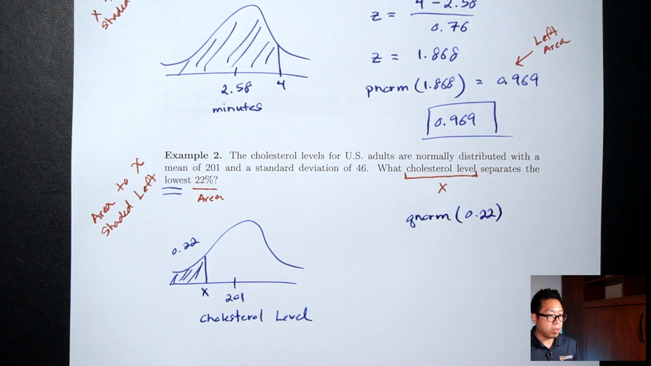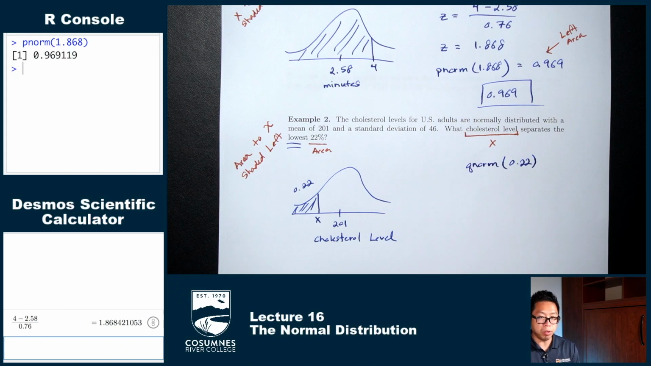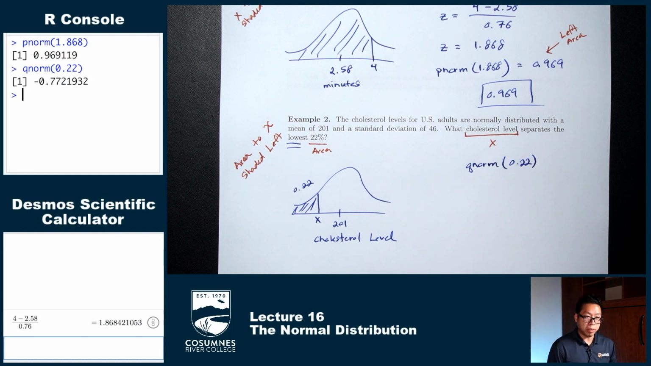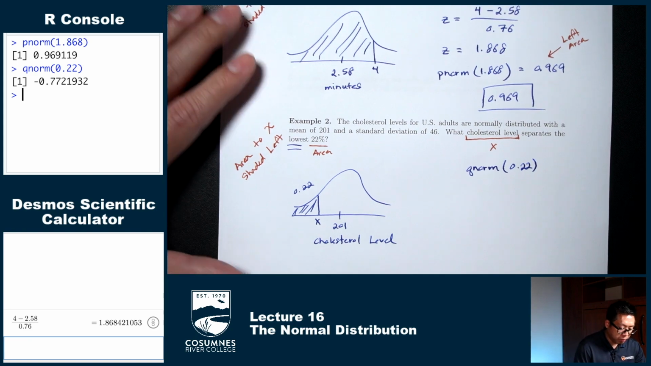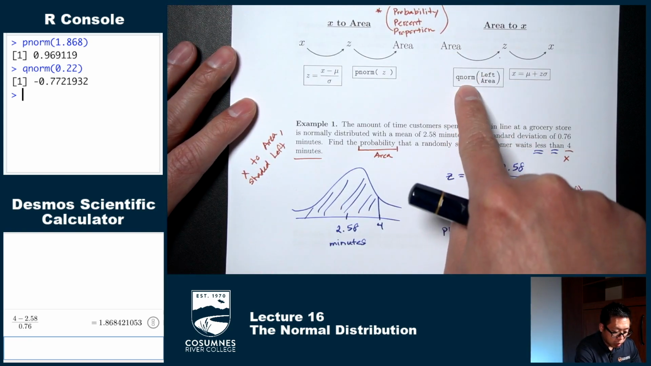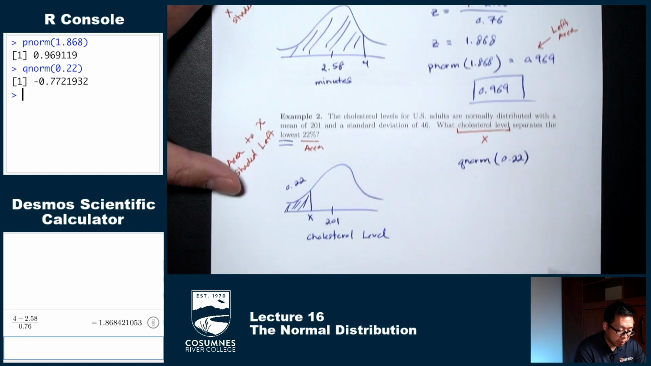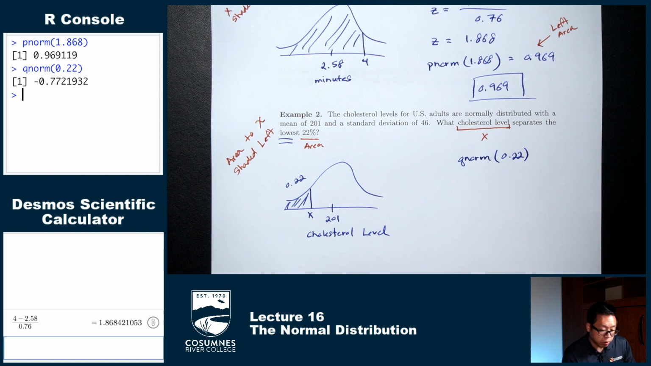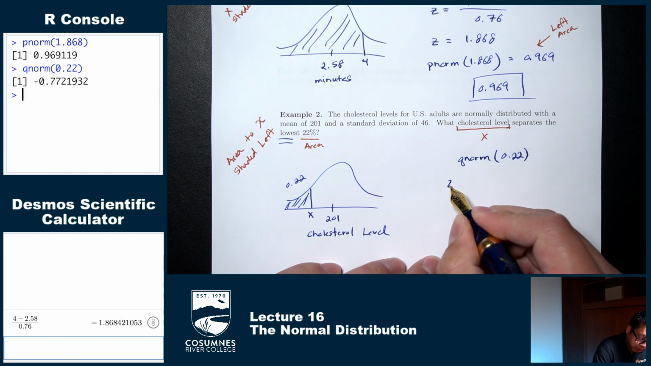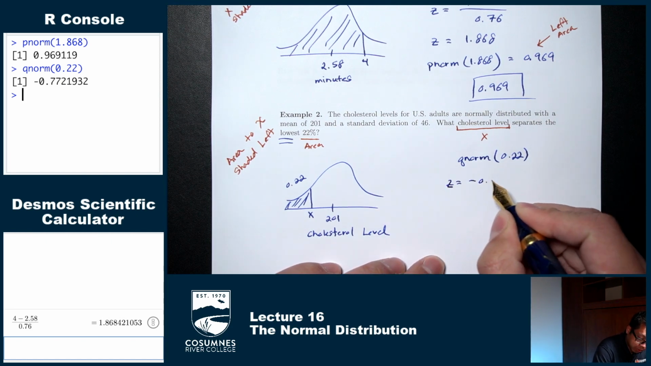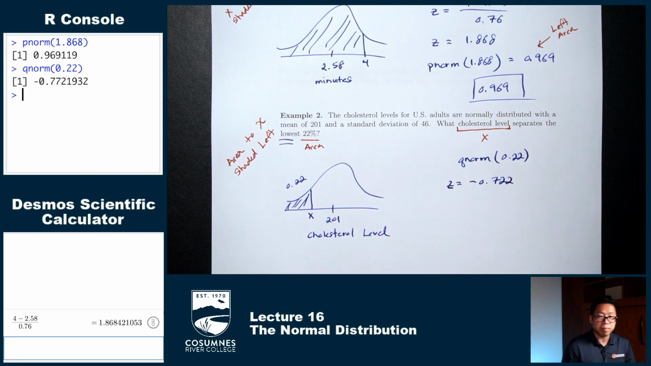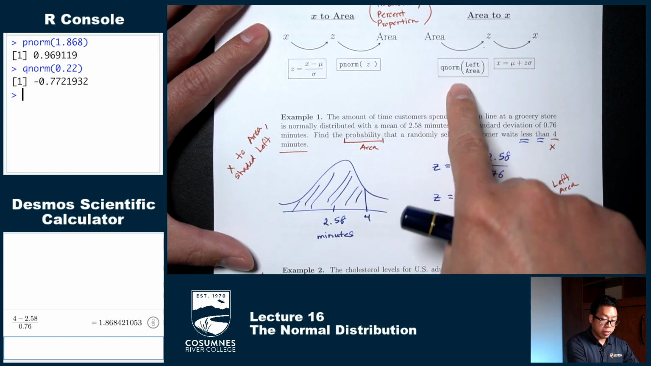Okay, so in R, we're going to do qnorm of 0.22, and then round to 3 decimal places. Negative 0.772. Okay, qnorm spits out a Z. So that negative 0.772 is a Z. We just did the qnorm.